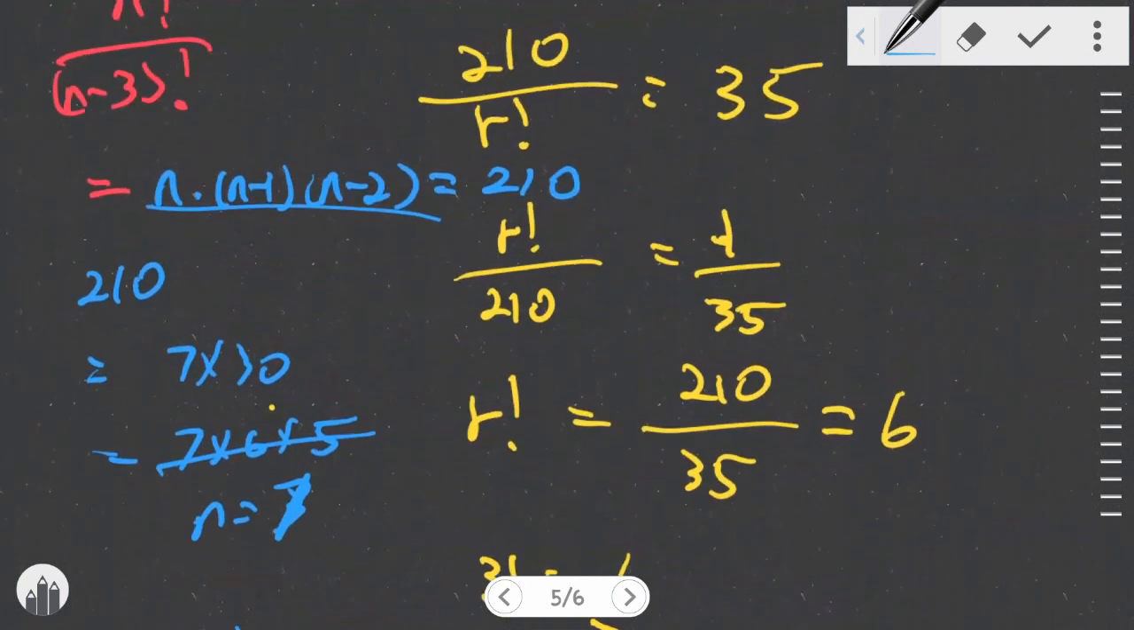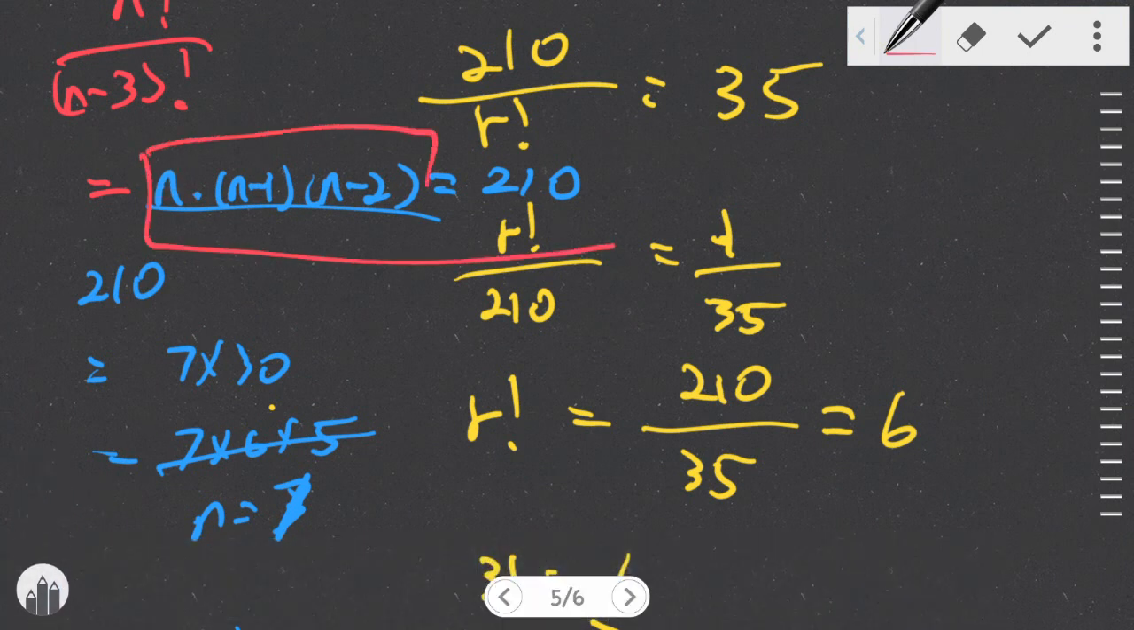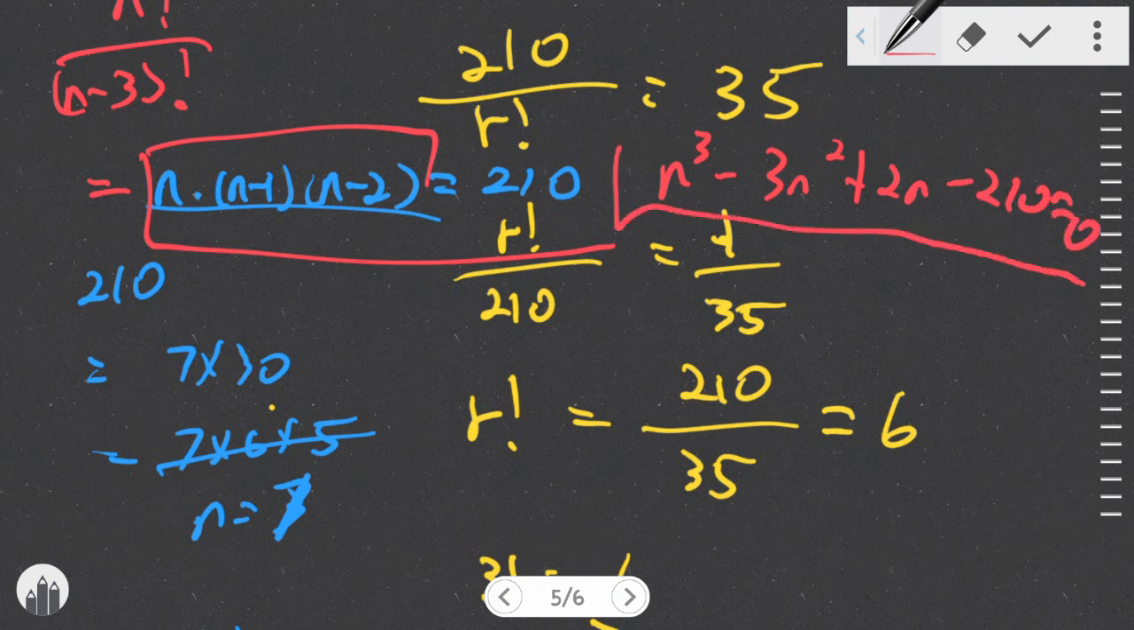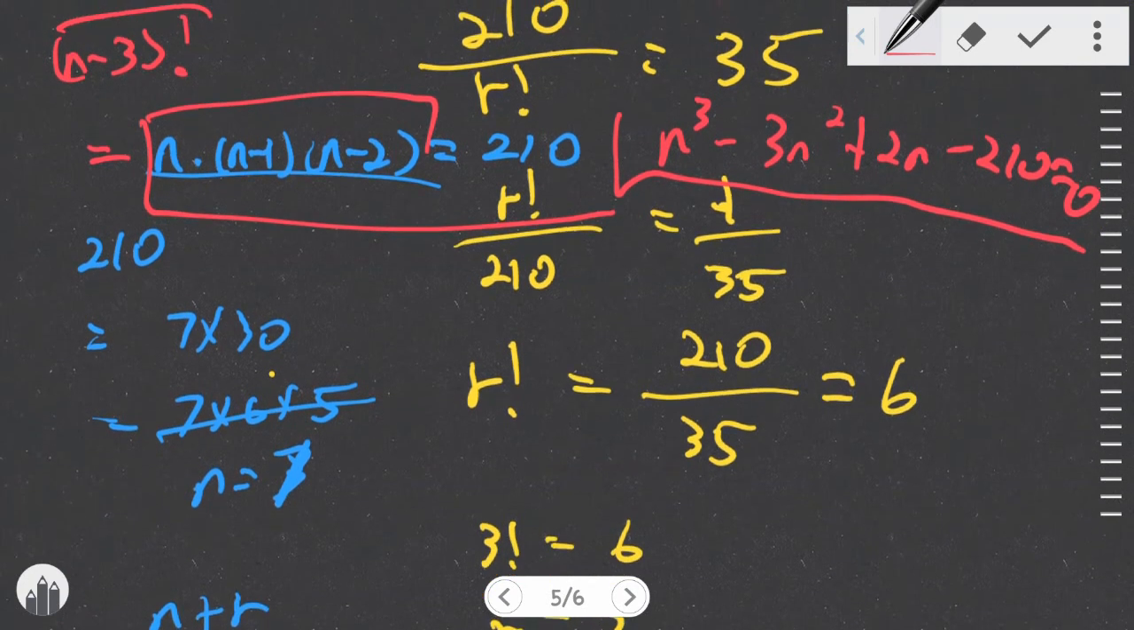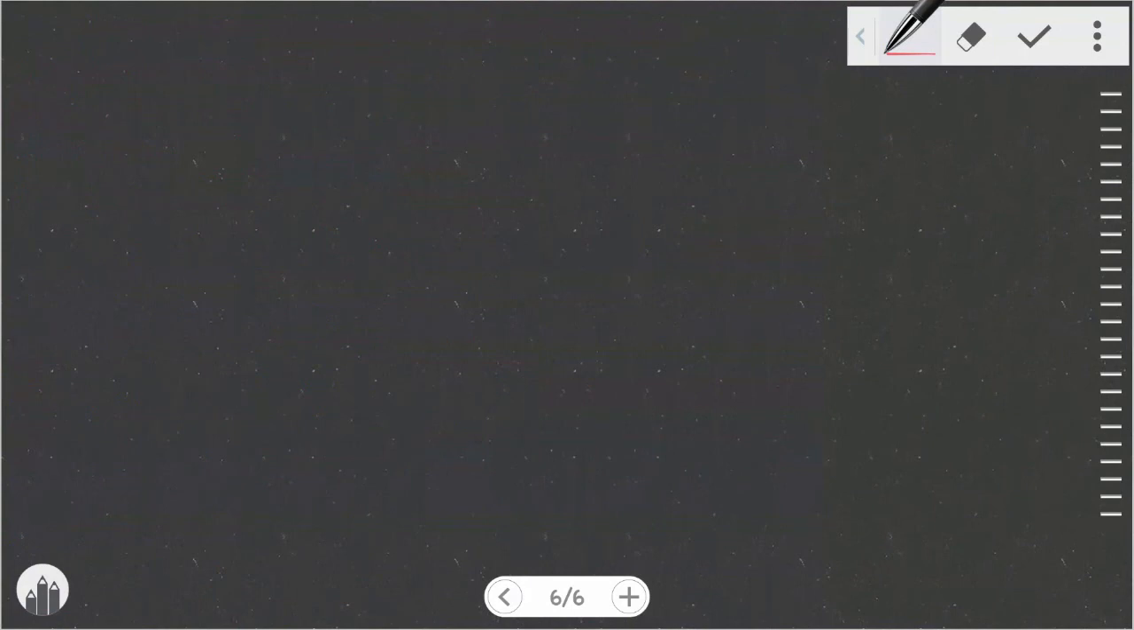There's another way of solving this. That is by just simplifying the equation and making this into n cubed minus 3n squared plus 2n minus 210 equals 0. And you can just solve it by yourself or use a calculator. That's also another method. Great job, guys. We've all done it.